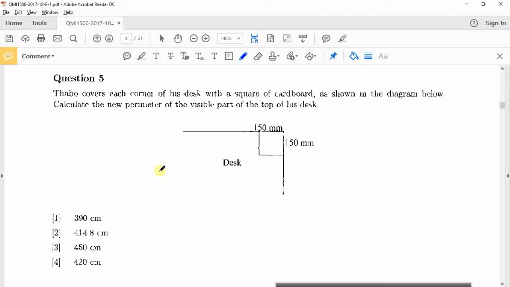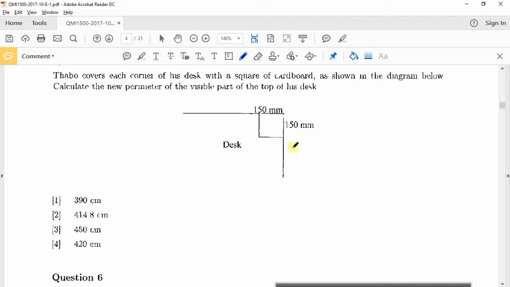Okay, 5 says, Tabor covers each corner of his desk with a square cardboard as shown in the diagram below. Calculate the new perimeter of the visible part of the top of his desk. Okay, so the visible part of the top of his desk, meaning they want to know what the perimeter is of the top of his desk. Alright, so that's what they're wanting.